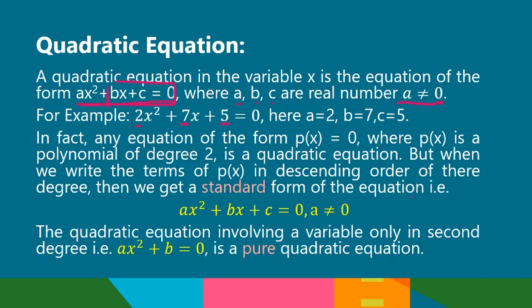A quadratic equation involving the variable only in the second degree, that is ax² + b = 0, is a pure quadratic equation.